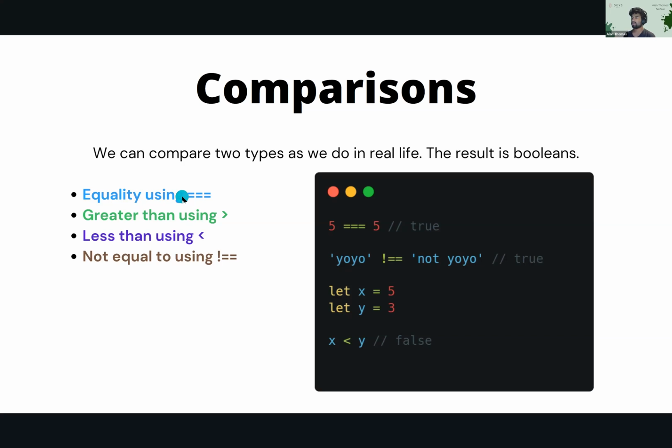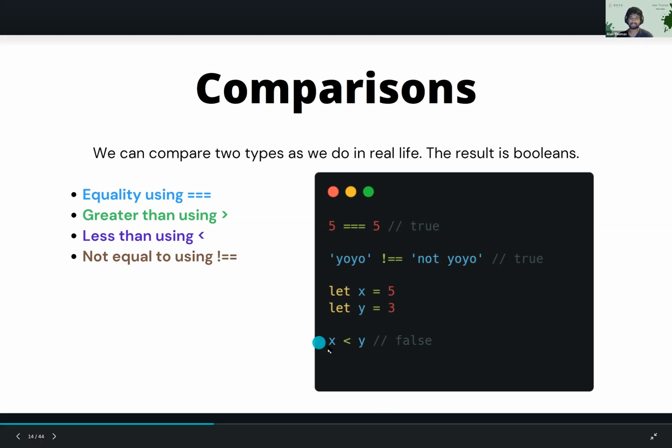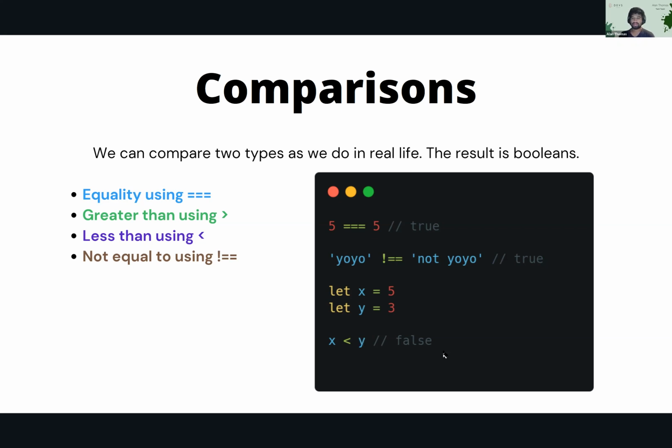For instance, if you want to check if two values are equal, then you can do so using the triple equal sign. For instance, hey, is the number 5 equal to the number 5? Well, obviously that's true. In the next example, we have the not equals operator, and we're checking, is the word yo-yo not equal to the word not yo-yo? And that's, again, obviously true. And here we have two variables, x is 5 and y is 3. The less than operator is checking if x is less than y. So is 5 less than 3? Well, obviously not. And so that would be false.